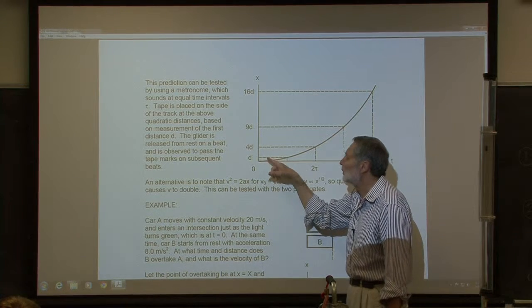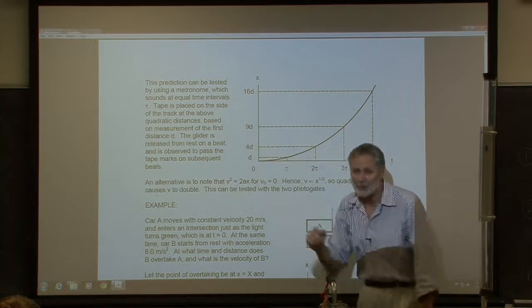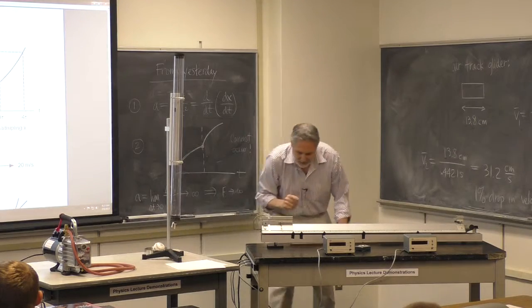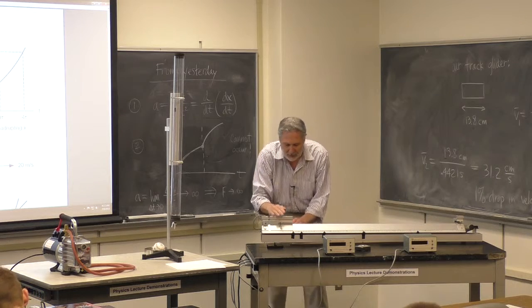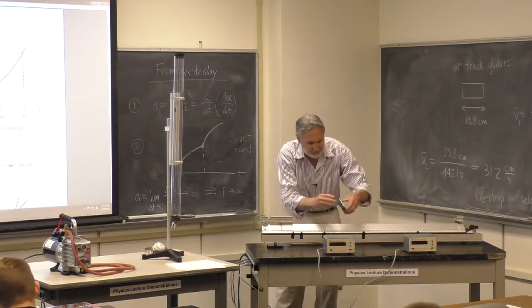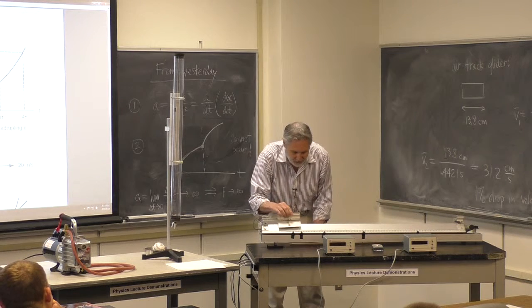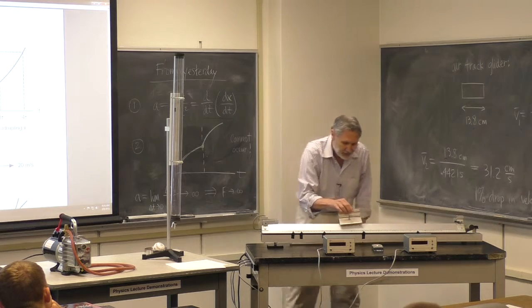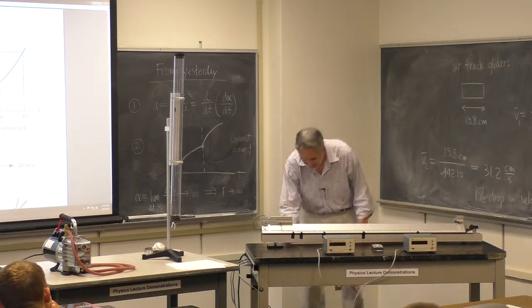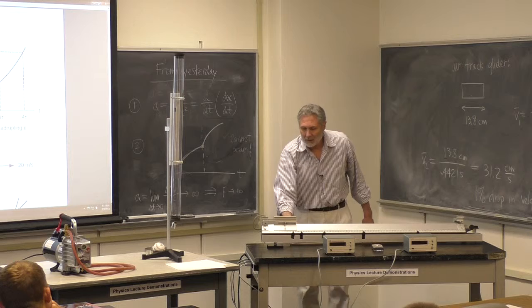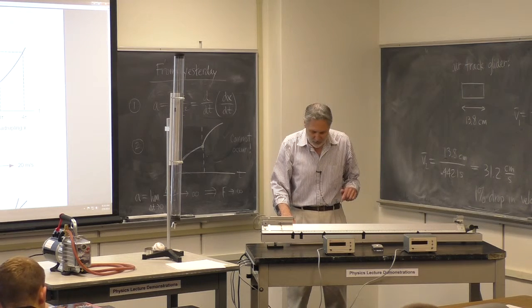By factors of the square of the time. So it would go 2 squared, 3 squared, 4 squared. So if the acceleration is constant, every time you hear a click, a beat, the glider should be at the next mark. Okay, I'll release it. It should go here, there. We're testing whether the acceleration is constant or not. So let's see if it works. 1, 2, 3.